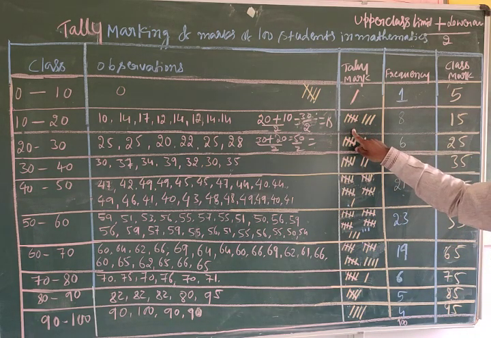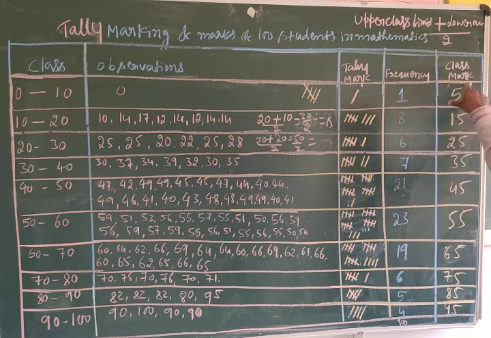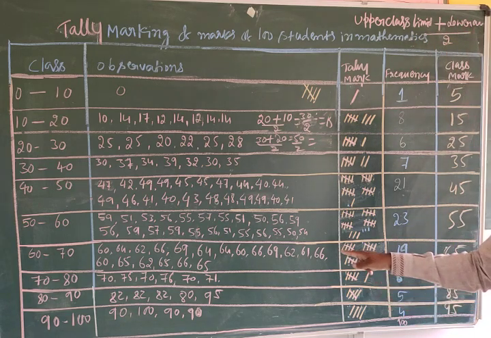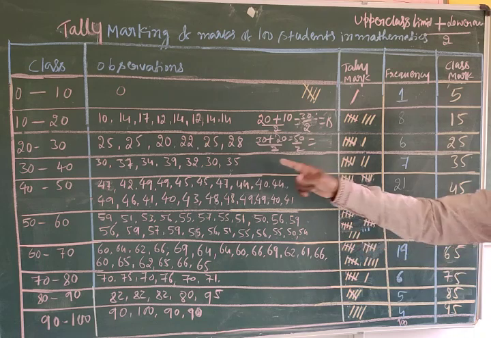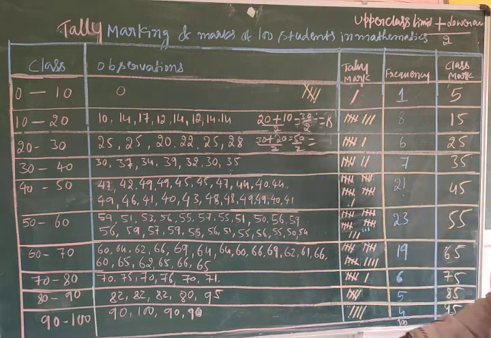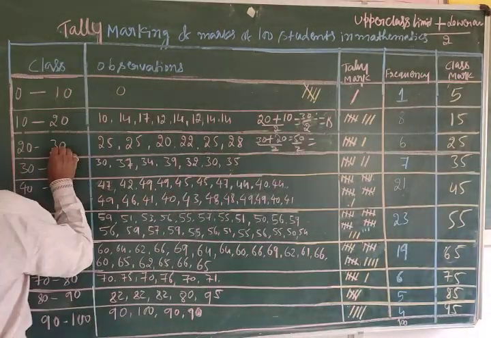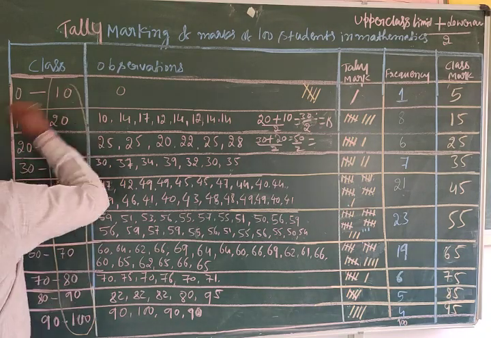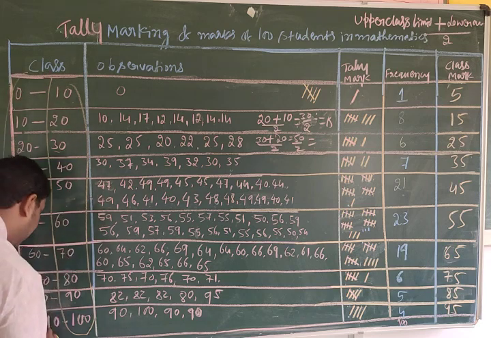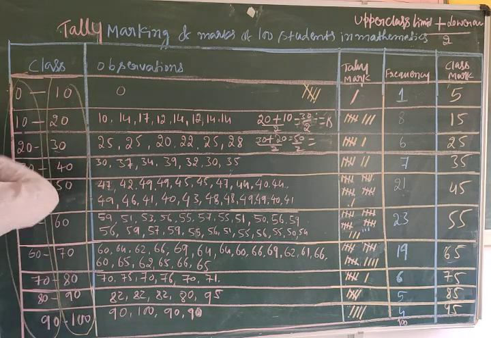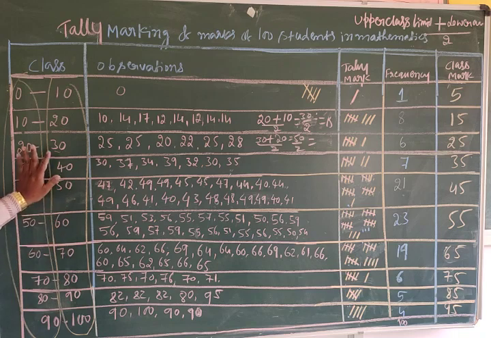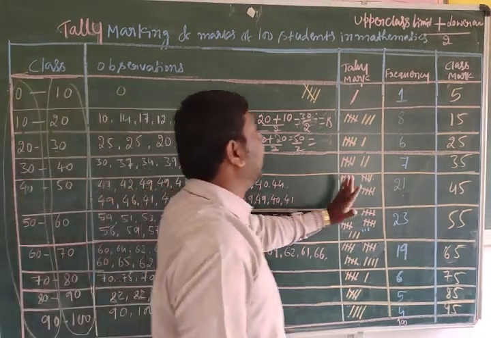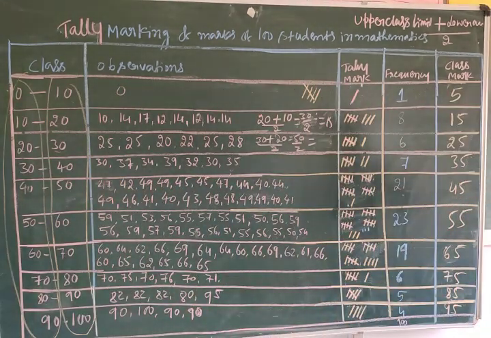Okay, here you can observe that 5, 6, 7, 8. So this is the class mark. How can you calculate the class mark? Upper class limit plus lower class limit divided by 2. So all these you can understand with the help of this one, upper class limit and lower class limit. So this is the upper class limit. Don't forget, these are all upper class limit. These are all lower class limit. Okay. Classes, observations, tally marking, frequency and class mark.